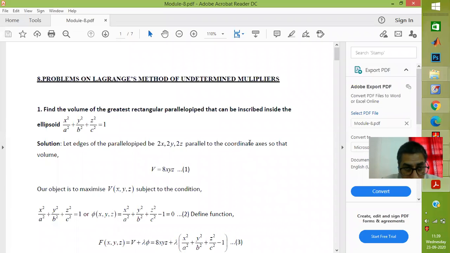Welcome to this lecture on a few more problems based on the Lagrange multiplier method. Most of these problems are well known, and some of them must have been discussed even in previous lectures.